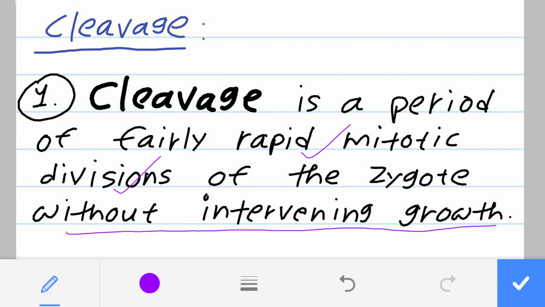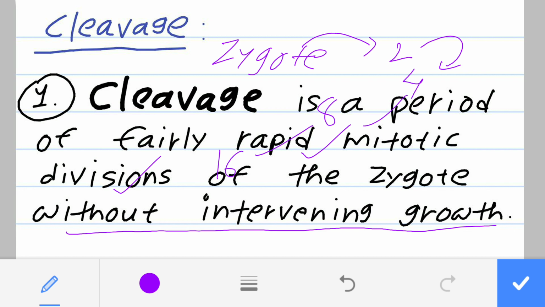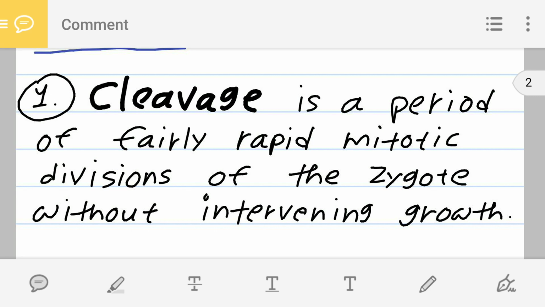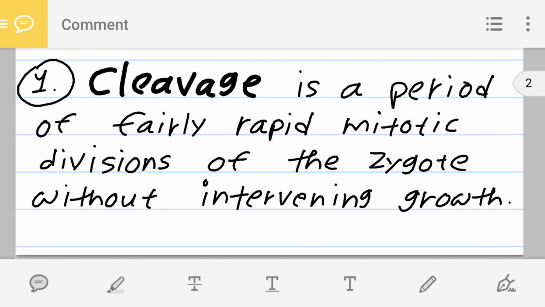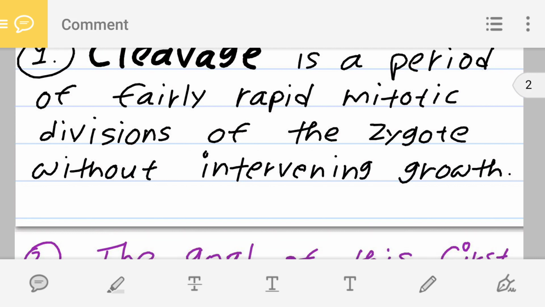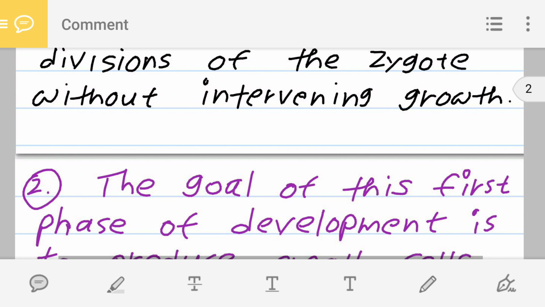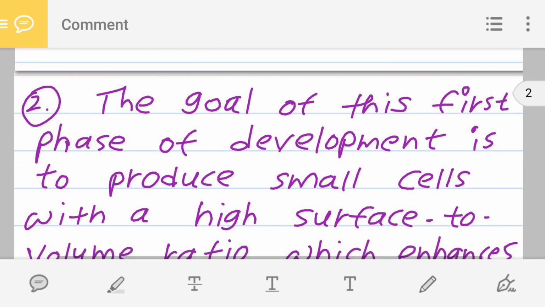See, we are having a zygote. From the zygote, due to cleavage, 2 cells are going to be produced, then 4, then 8, then 16 cells, but without intervening growth. So even if 16 cells are produced, the size will be the same as the zygote. That is the meaning of this thing. So due to the process of cleavage, many cells are produced, but without intervening growth. So growth is not taking place, the size of the cell is not increasing.